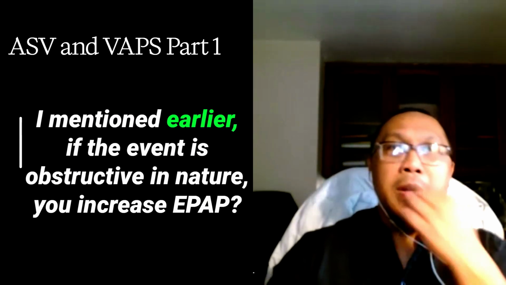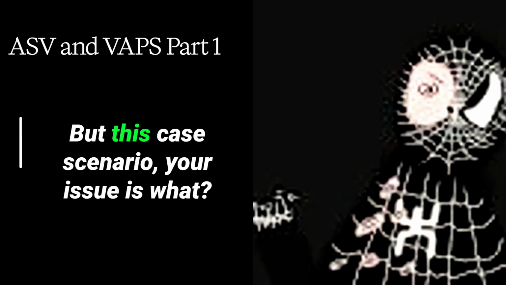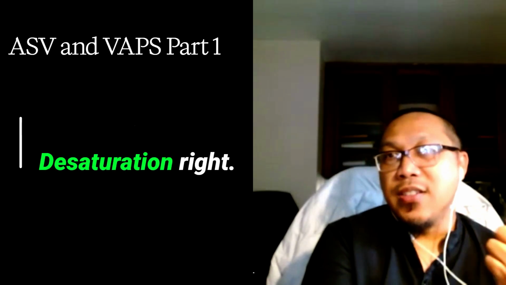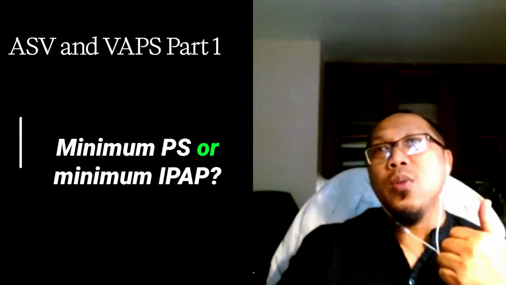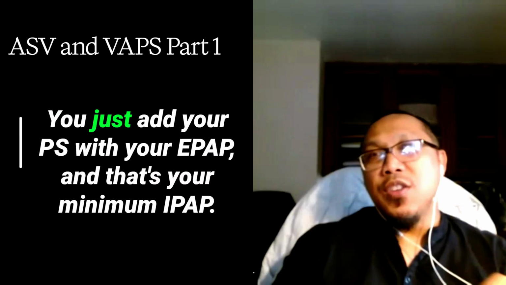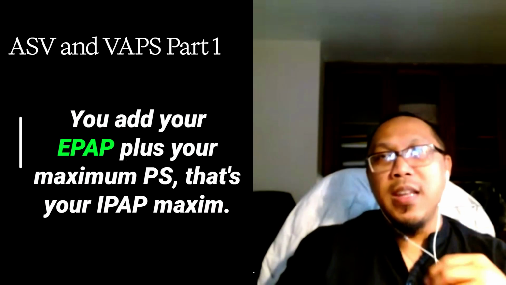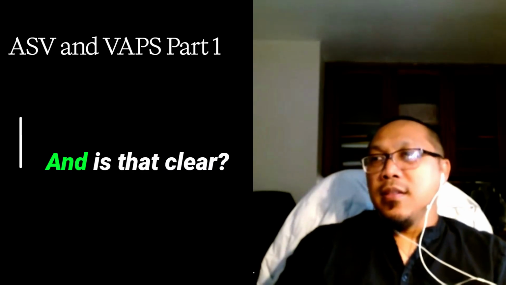I mentioned earlier, if the event is obstructive in nature, you increase EPAP. But in this case scenario, your issue is what? Desaturation. Right? So what will you increase? Yes, minimum pressure support. You just add your pressure support to your EPAP, and that's your minimum IPAP. You add your EPAP plus your maximum pressure support, that's your maximum IPAP. Nice. Right. Okay. Is that clear?